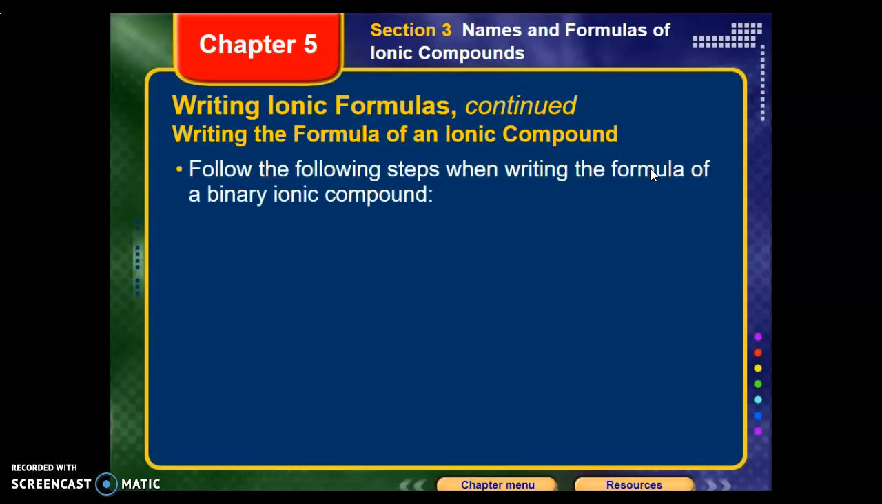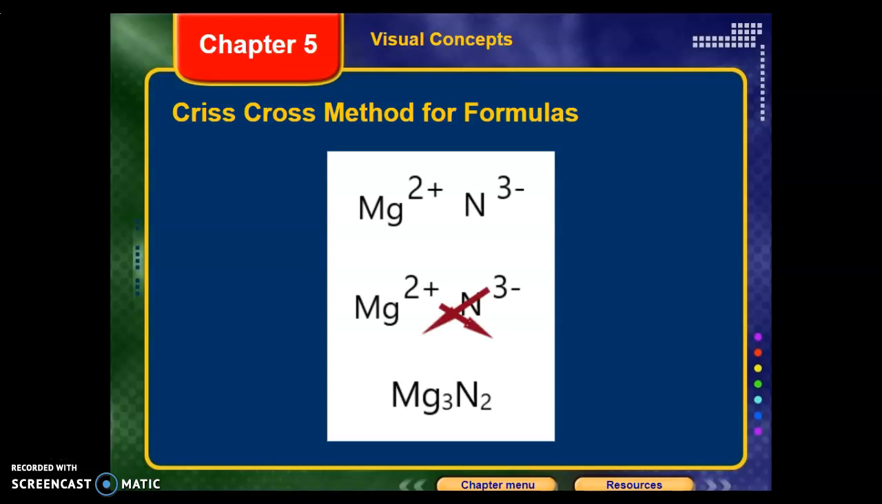But I came up with an easier way to do it. Okay, so I have a crisscross method for writing formulas. And so you take the charge and you boom, you put it down here as a subscript. You take that charge, put it down here as a subscript. And when you do that, you'll see that you still have the 3 magnesiums times +2 is +6, and 2 nitrogens times -3 is -6, +6 minus 6 equals 0. So it's the same thing as the other way, but I like to do it this way because it makes it easier, in my opinion. But it does the exact same thing.